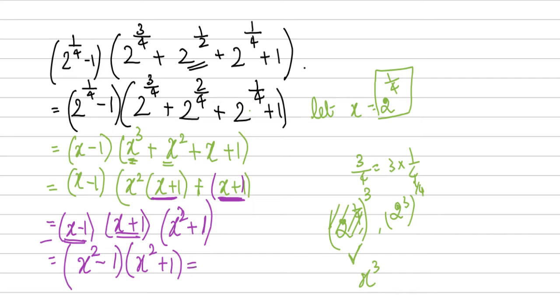Okay, let me write down that identity. Some of you may get confused, so I'll write it. A plus b into a minus b is equal to a square minus b square. So this is a and this is b, right? And when we simplify, we'll get a square, which is x square the whole square, minus b square, which is 1 square, which is 1. Okay, so you will get x to the power 4 minus 1.